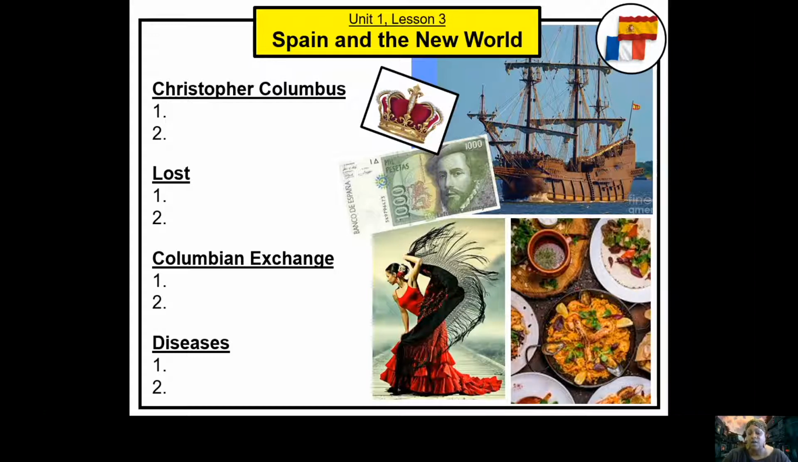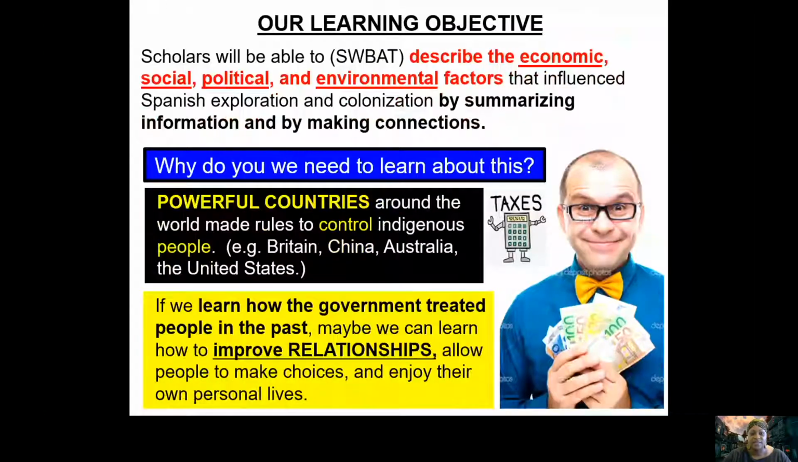So for every lesson, I always provide an outline so that you can follow me as I go through today's lesson. This is our job. Scholars will be able to describe the economic, social, political, and environmental factors that influence Spanish exploration and colonization. And the way that we're going to do this is by summarizing information, and we're going to make connections.